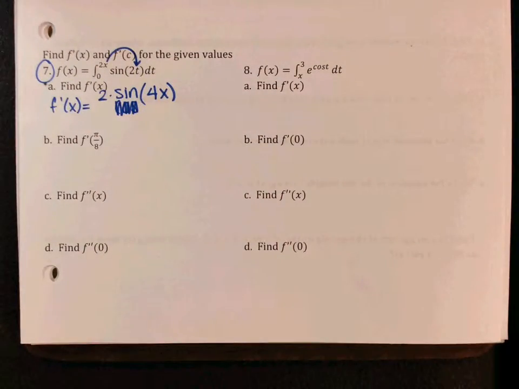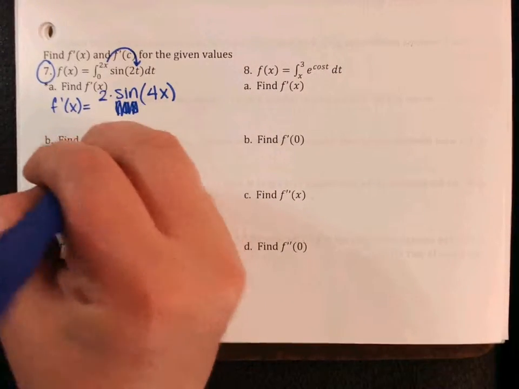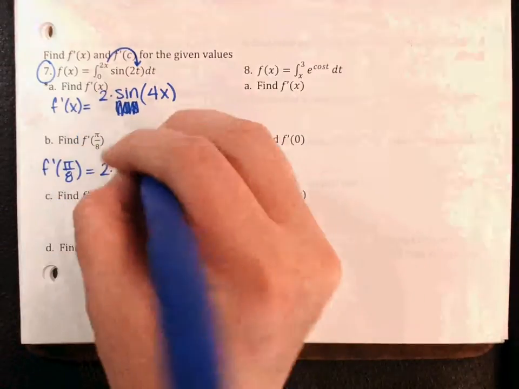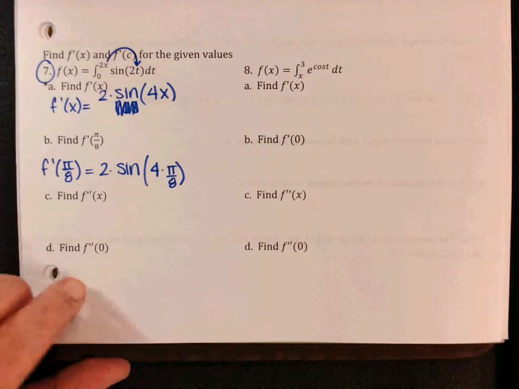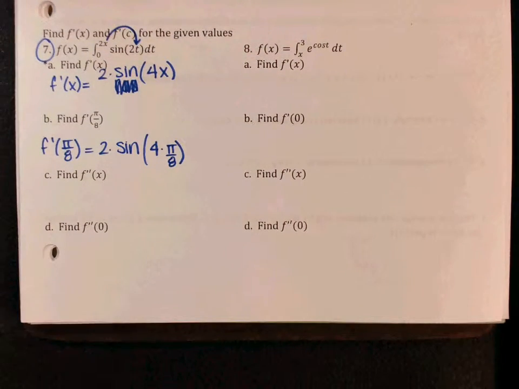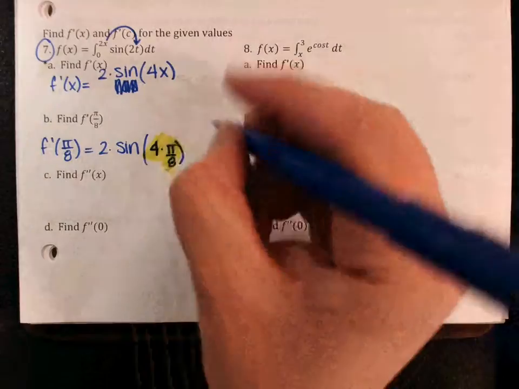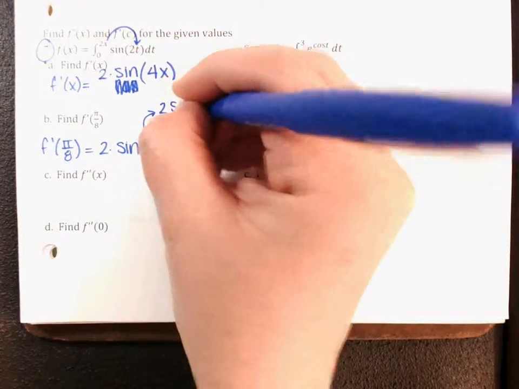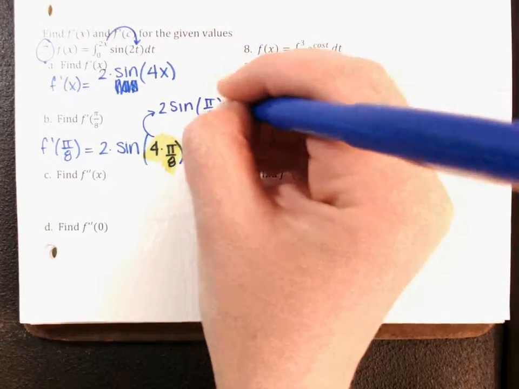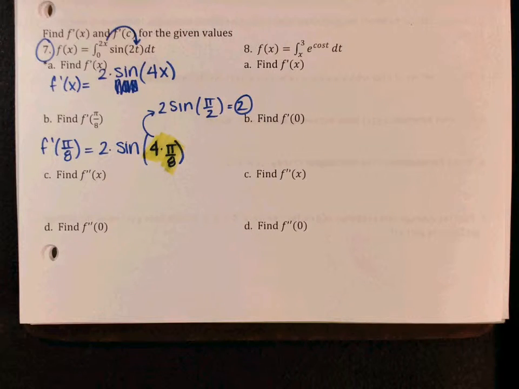Okay? Then in part B, we want f prime of pi eighths. Well, that would be 2 times the sine of 4 times pi eighths. Okay, well think about 4 pi eighths. Which reference angle is that when you reduce it? That's really pi halves. So then really I want the sine of pi halves, which is what? It is 1. So overall it would come out to be 2, because it's 2 times 1.